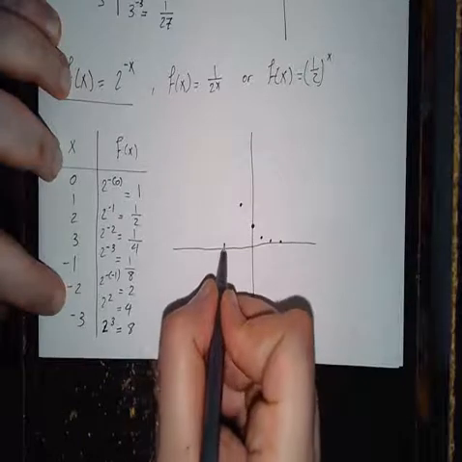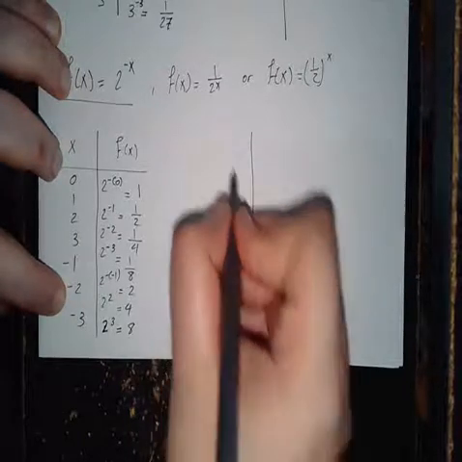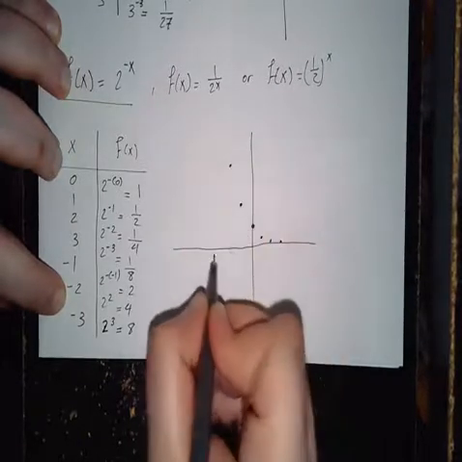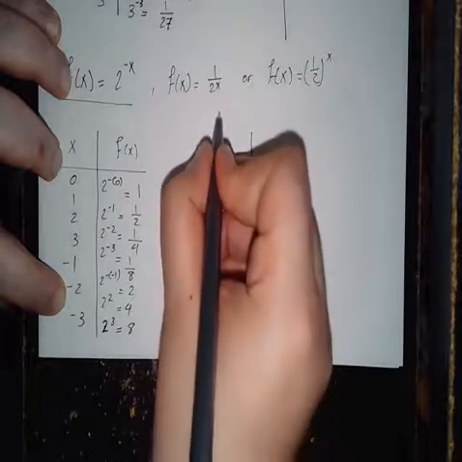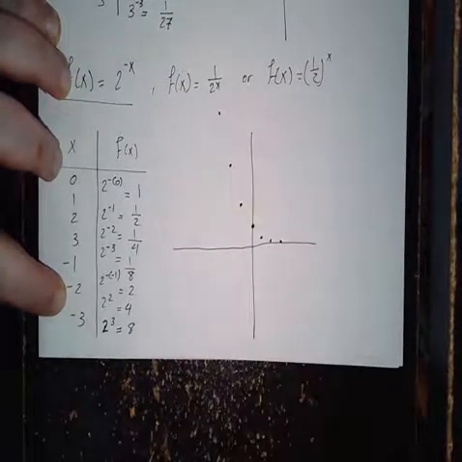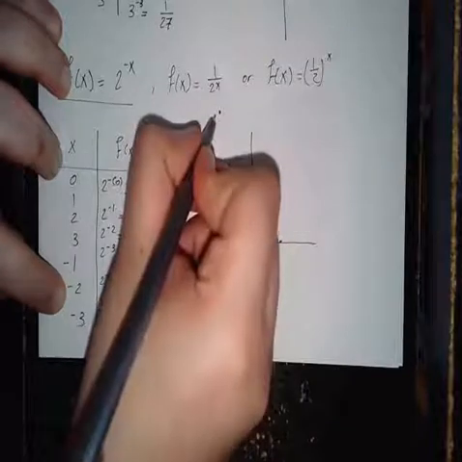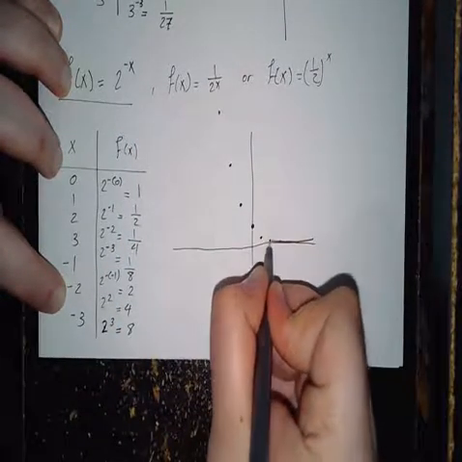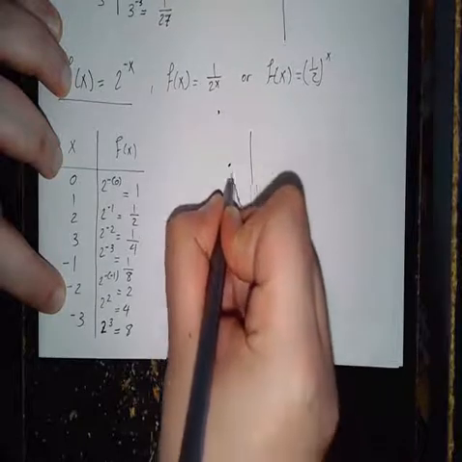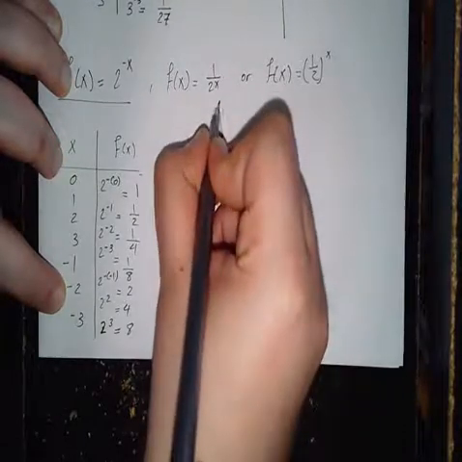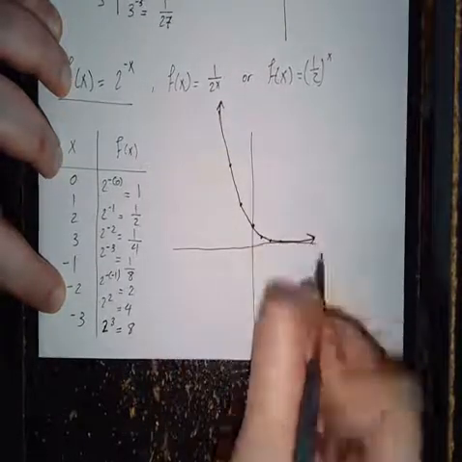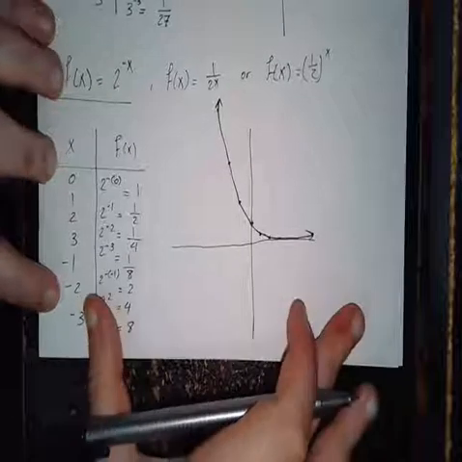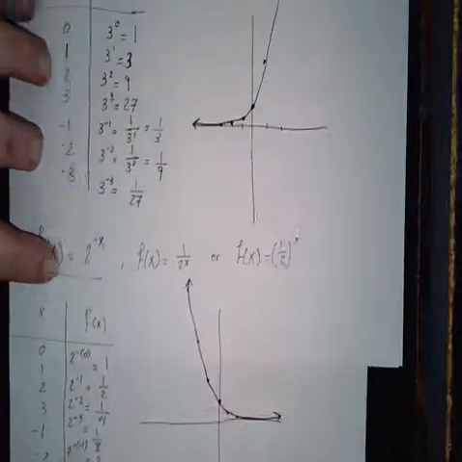When x was -2, y was 4, and when x was -3, y was 8, and it's just going to keep getting bigger. So the function is doing this. It's getting bigger on the left side and smaller on the right side, which is kind of the opposite of what we saw above. See that?